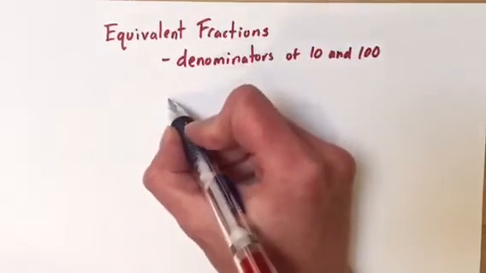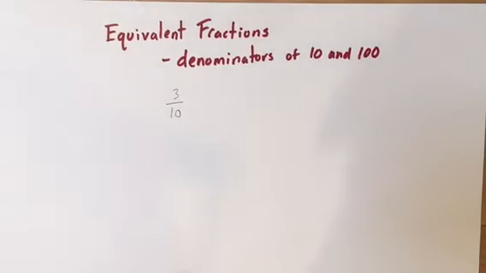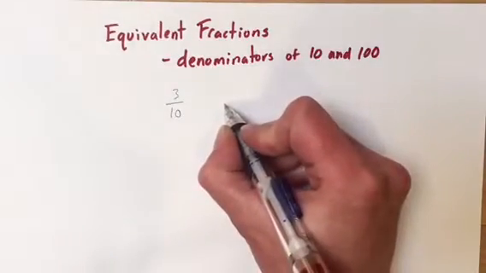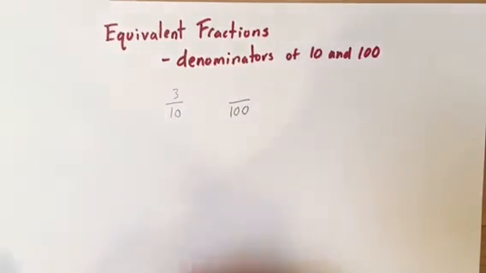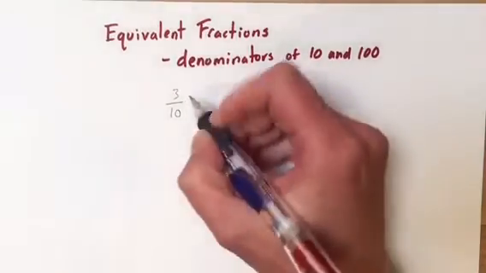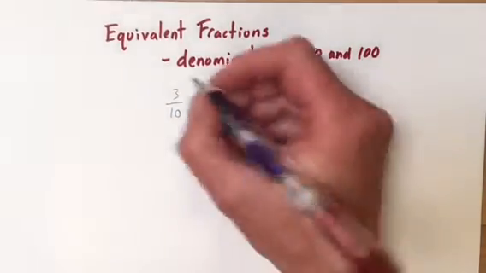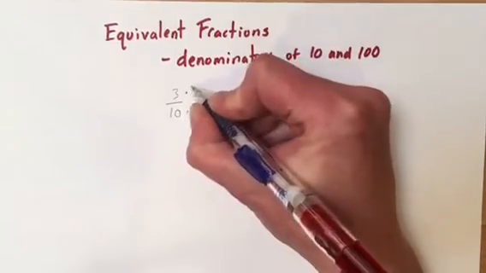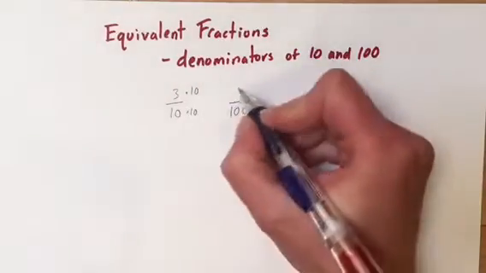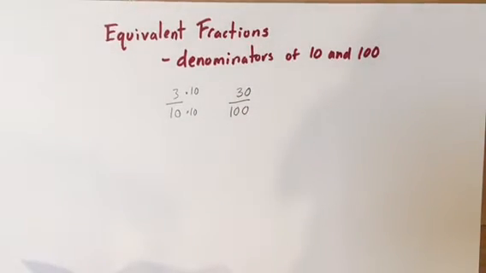So let's start with the fraction 3/10. I want to find an equivalent fraction for 3/10, and I need it to have a denominator of 100. So I have to think, if I have a denominator of 100, what should I multiply 10 by to get to 100? 10. We just have to multiply by 10. That's why this is easier than other equivalent fractions, because I'm just multiplying by 10. If I do it to the denominator, I must also multiply the numerator. 3 times 10 is 30. So 3/10 and 30/100ths are equivalent.